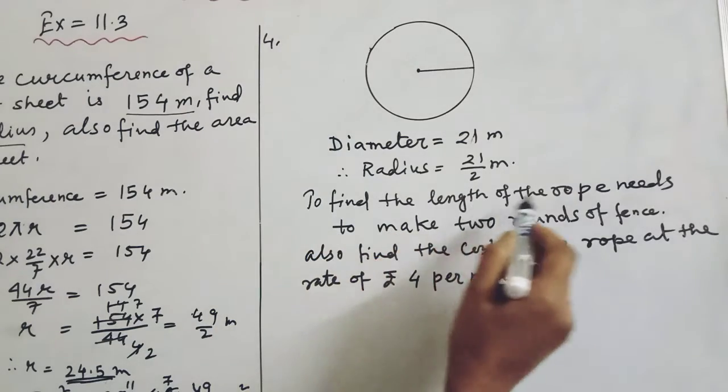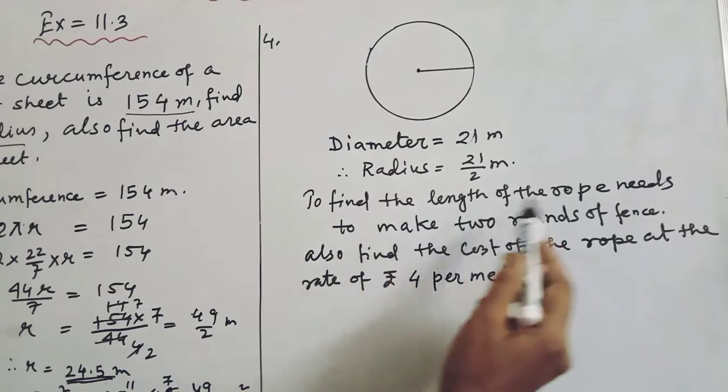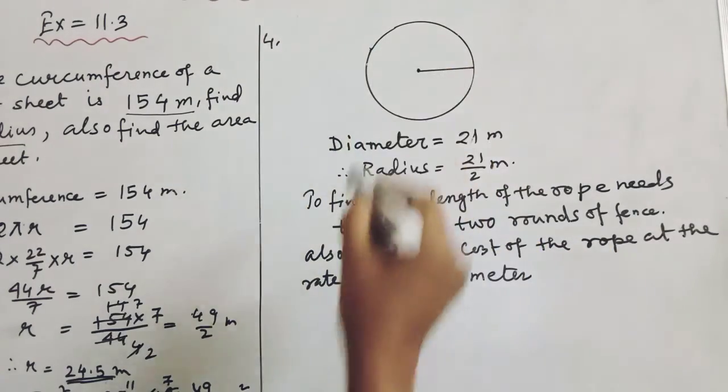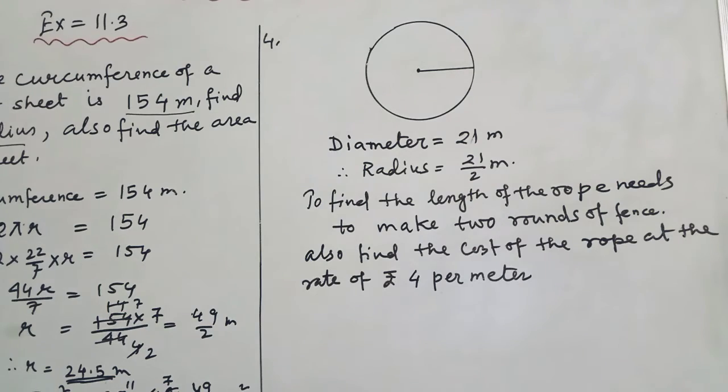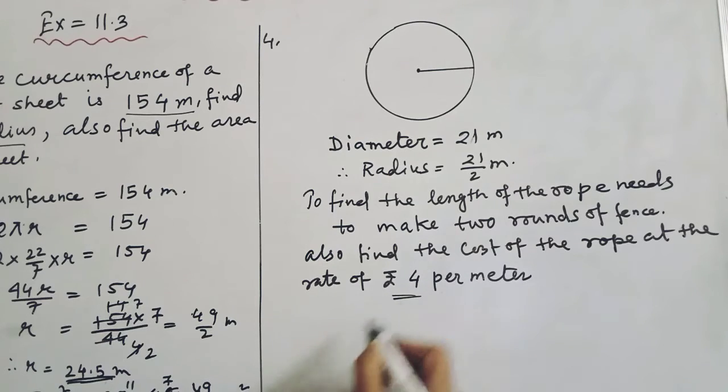To find the length of the rope, he needs to make 2 rounds of this fence. What will be the length of the rope and what will be the cost of the rope, if 1 meter length of the rope costs rupees 4?